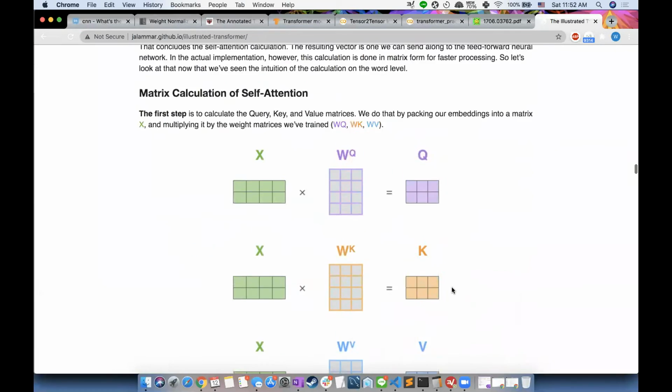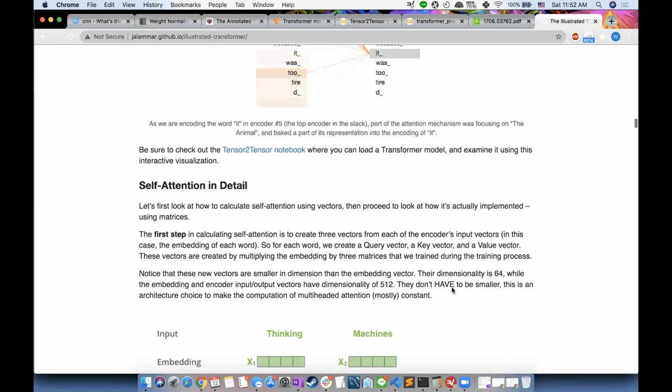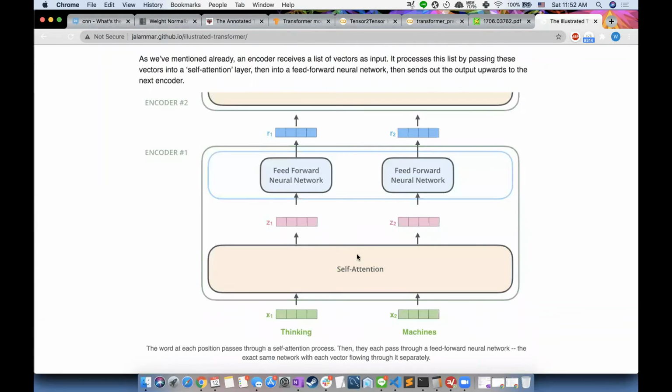Okay, thanks. And back to this. When we finish this, we have a bunch of Z. We feed that into a feed-forward neural network, and then we feed that into a second encoder. Then we do this again.